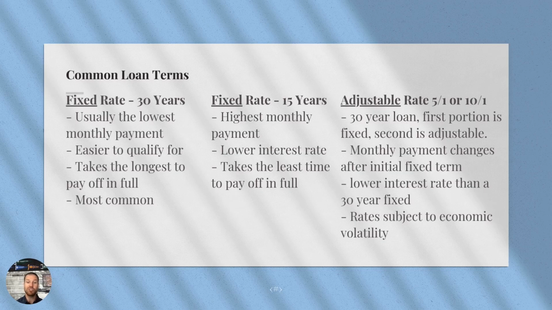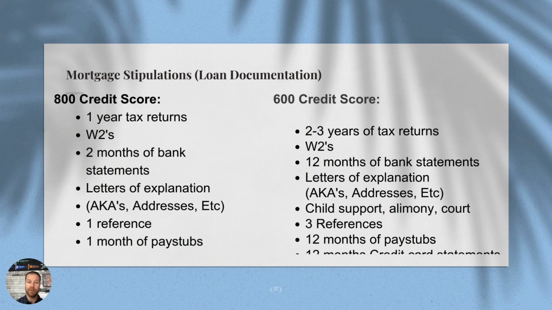The monthly payments do stay fixed for the first number, so again the 5 years or the 10 years, but then they adjust and change based on market conditions after that period of time. It is worth noting that the reason these can be a better deal is because you're taking on more risk, and risk and reward are directly related. Since you're taking on a greater risk, they'll oftentimes reward you with a lower interest rate than you would get on a standard 30-year fixed rate.